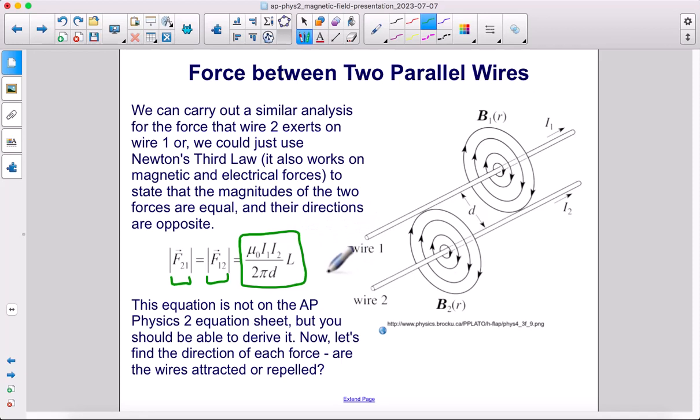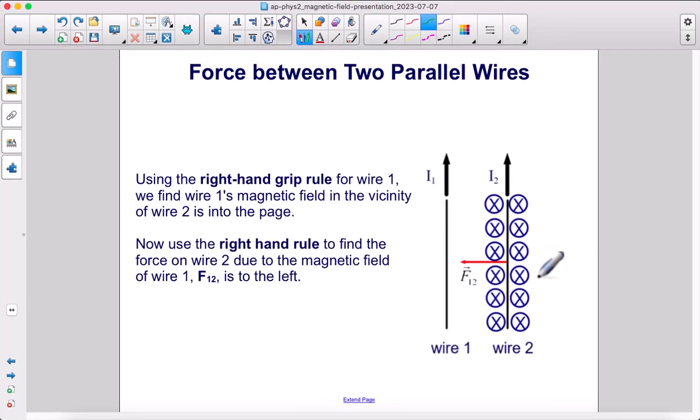Now, let's find the direction of each force. Are these wires going to be attracted to each other or repelled by each other? All right, so this can get a little tricky. First, we use the right-hand grip rule for wire 1, and we see that there is a magnetic field going around it. Once again, it's hard to draw 3D, but because the current is that way, you point your thumb in the direction and your fingers wrap around, and so therefore the field will be into the page to the right of the wire and out of the page to the left of the wire. Now, wire 2 is to the right, therefore the field will be going into the page.